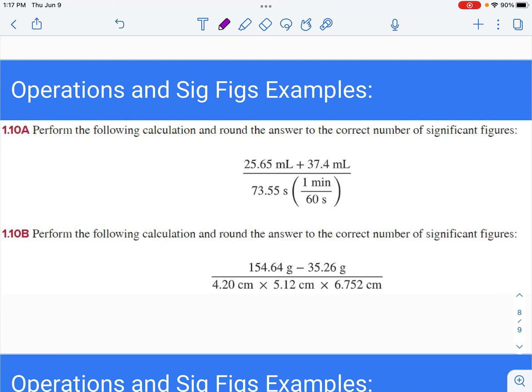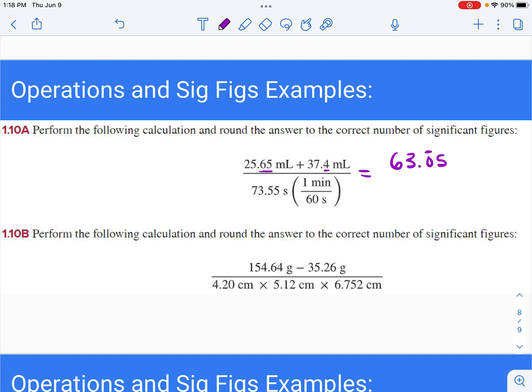Since I see that this is an addition and multiplication and division problem, I'm going to do the addition first and see that this is 63.05. But the addition rule is places after the decimal, and this one has only one, whereas this one has two. So I'm only good to one place after the decimal. So technically I would have to round that to the tenth place. I'm going to wait till I'm all done to round, but I need to know where that will be.